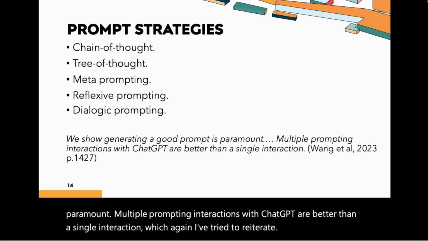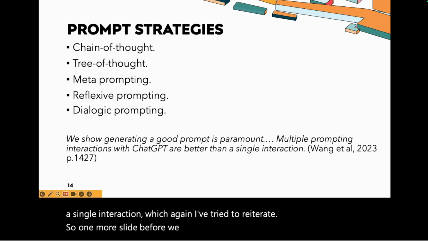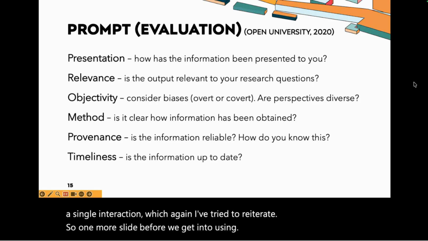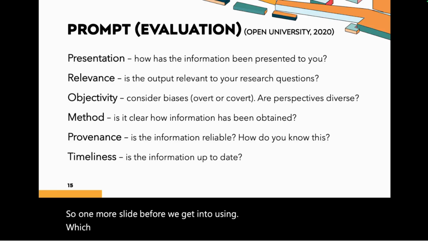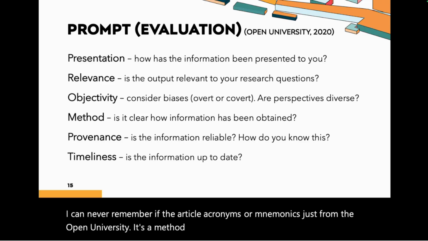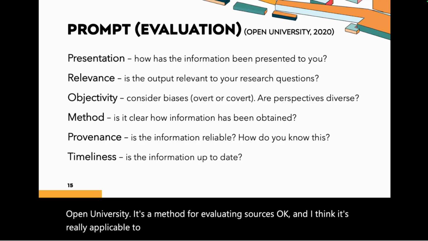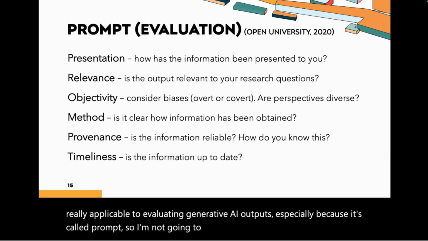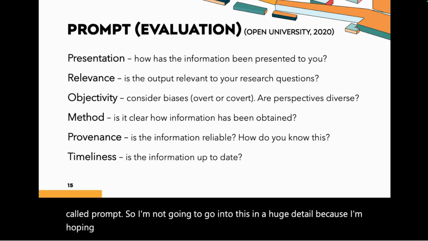So one more slide before we get into using an LLM, which is PROMPT, which is a helpful, I can never remember if these are called acronyms or mnemonics, just from the Open University. It's a method for evaluating sources, okay? And I think it's really applicable to evaluating generative AI outputs, especially because it's called PROMPT. So I'm not going to go into this in huge detail because I'm hoping that you are already familiar with how to analyze and evaluate the sources that you've got.